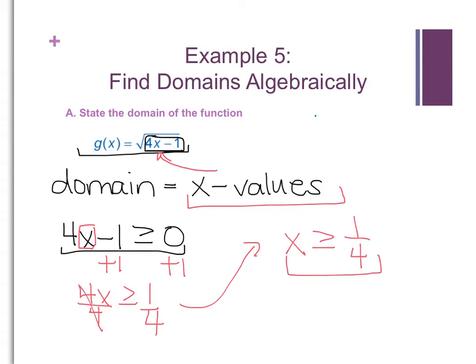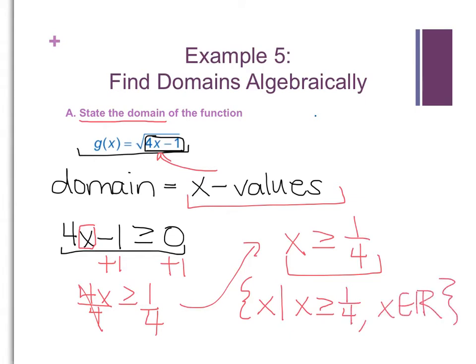Now, going back to when we talked about interval notation last week, I talked about how the reason for learning set builder and interval notation was to describe the domain of your function. So I really have two choices here to describe the domain of my function, or to state the domain of my function, and that is to say the set of x such that x is greater than or equal to 1/4, comma, x is an element of the real number system.